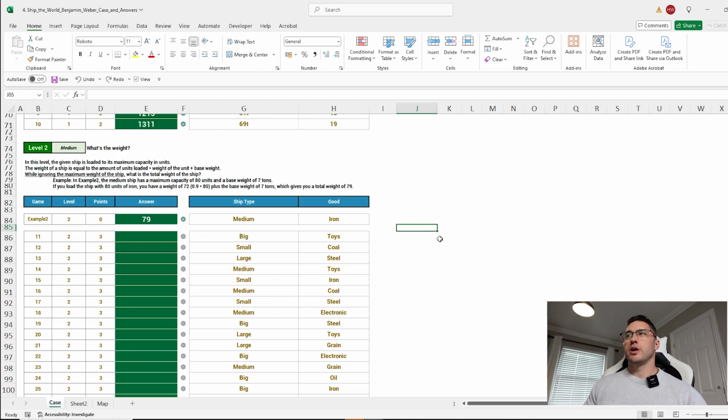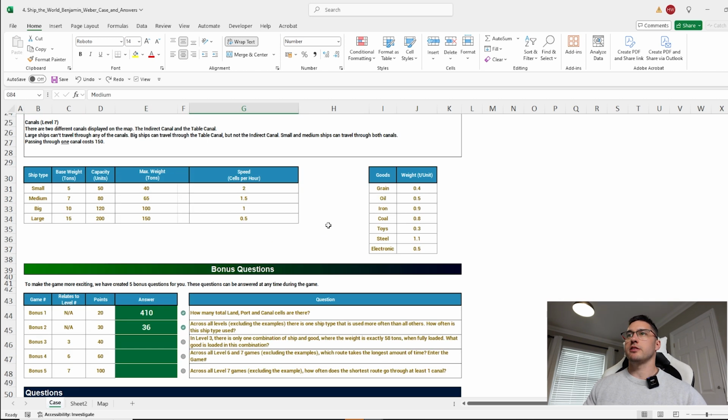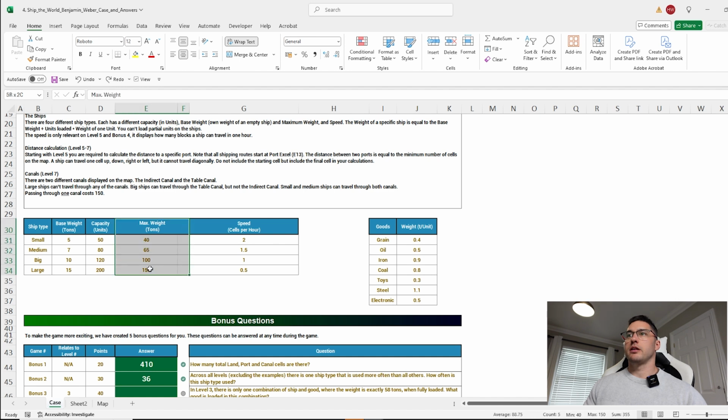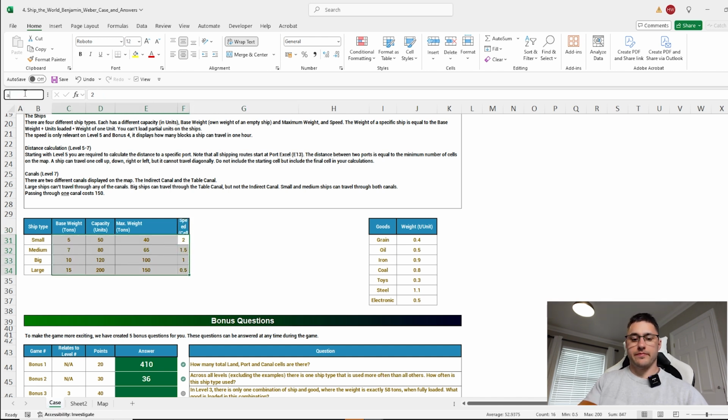Okay, question 2, I need to load a ship up to its maximum capacity. So let's come up here and unmerge those. Move this across, and we'll call that attributes, and we'll call this ship, and we'll call this headers, just so I can pull them out in case I get confused about what any of the metrics are. We'll call this goods, and we'll call this goods weight.